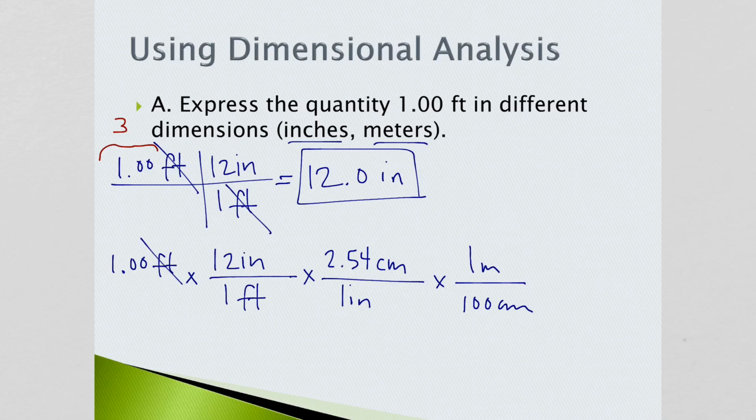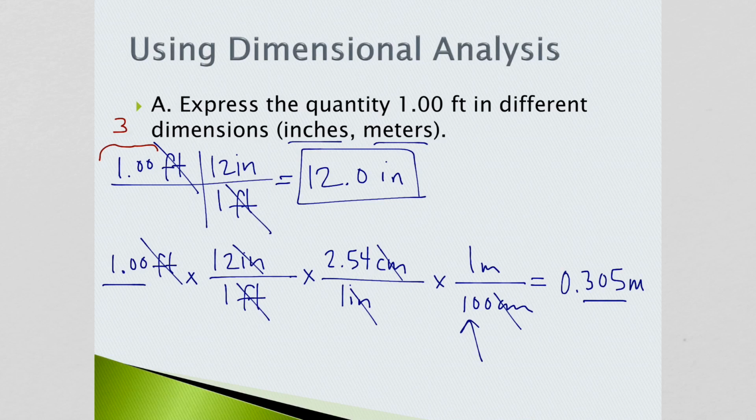Canceling of units, feet, inches, and centimeters. Now all that remains is the 1 meter. 1 times 12 times 2.54 divided by the 100. Our answer comes out to 0.305. Now, why have I rounded it to 0.305? Because these are my 3 significant figures that correspond to 3 significant figures in the beginning of my problem, and then finally adding my units.